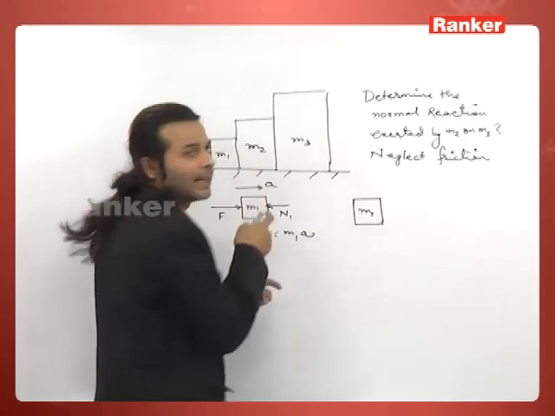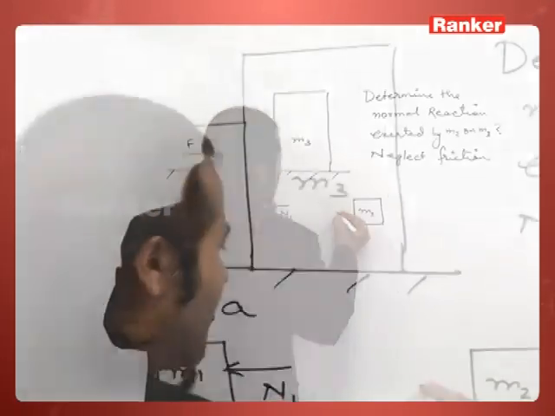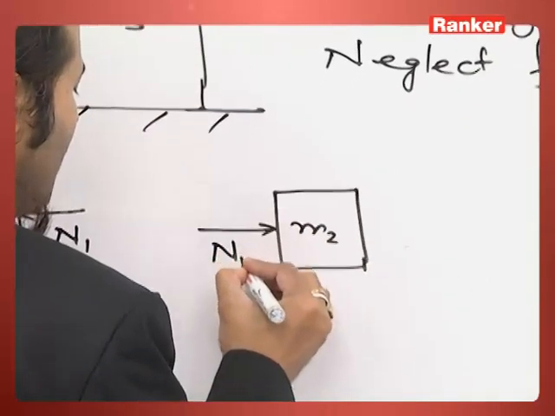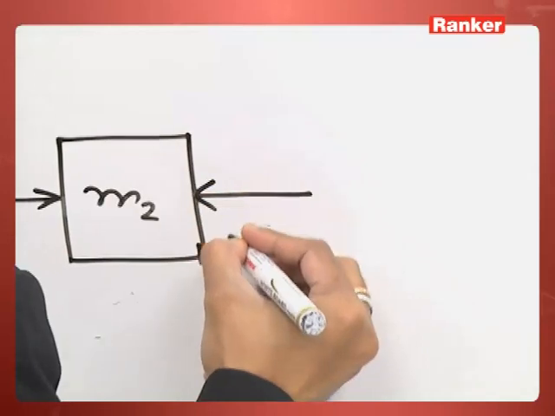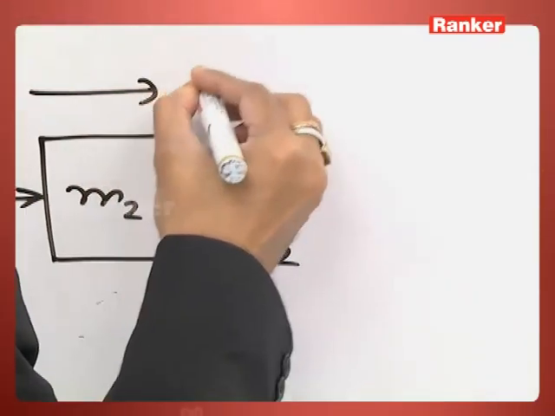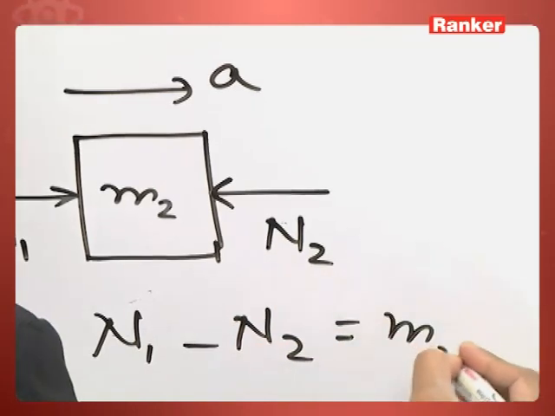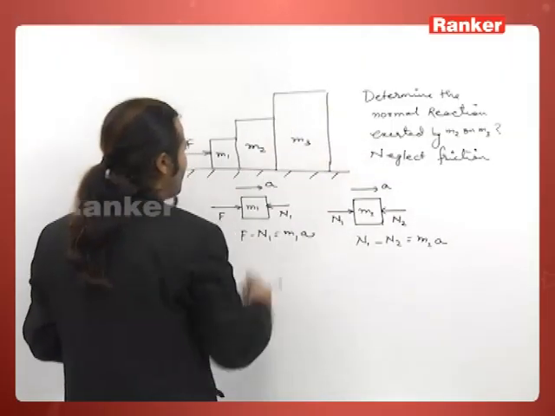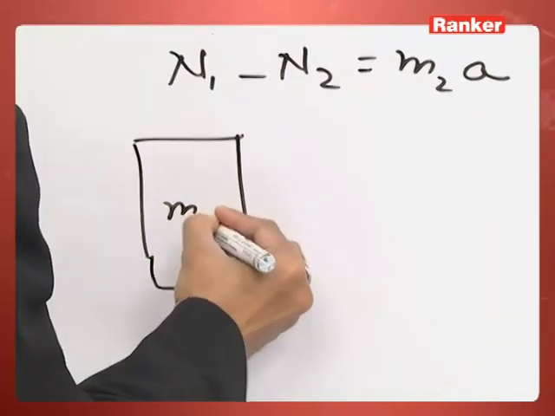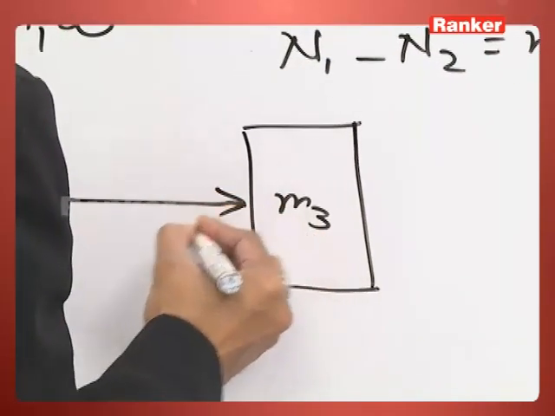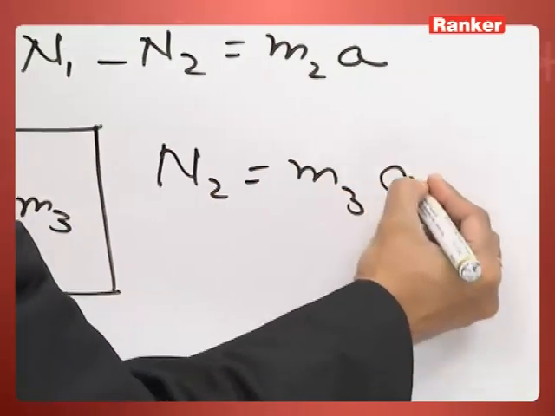Since M2 is exerting N1 force on M1, M1 will also exert N1 force on M2, and M3 will be exerting N2 on M2. I can write it in this way, and on M3 the only force is N2, so I can write N2 is equal to M3 into A.